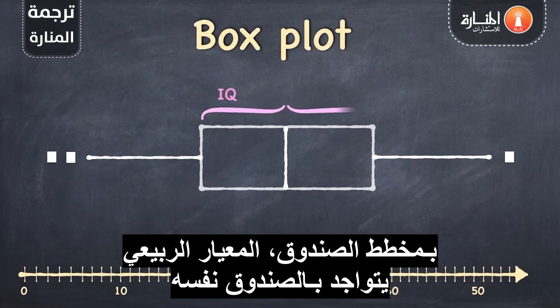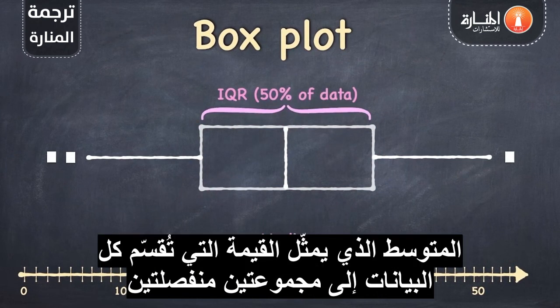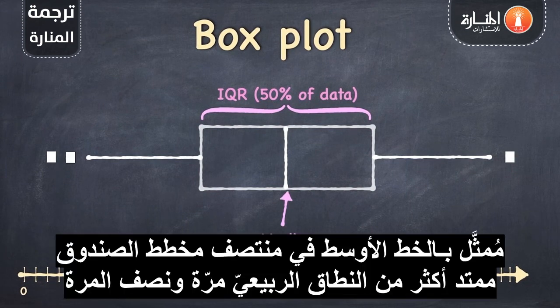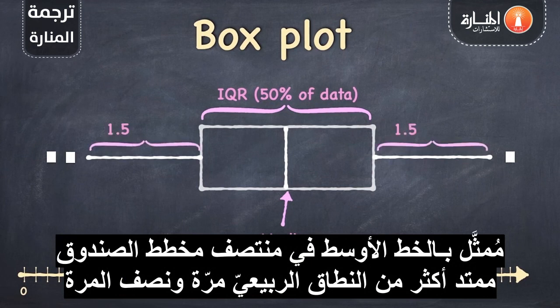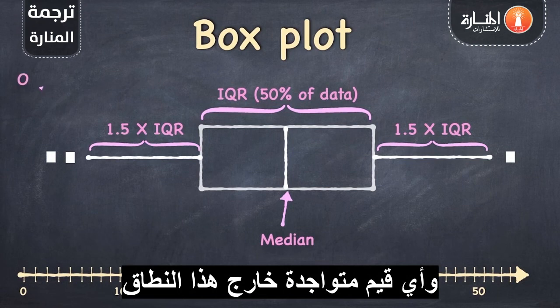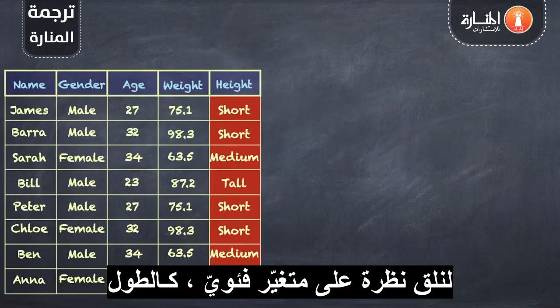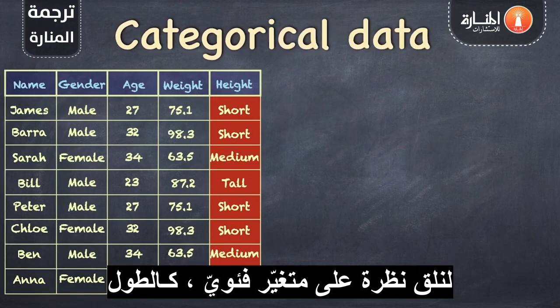So with our box plot, the interquartile range is in the box itself, and that'll have 50% of the data. The median, which is the value that splits all of the data into 2 separate groups, is represented by the line in the middle of the box. The whiskers are extended out to 1.5 times the interquartile range, and any values outside of that range, we call outliers.